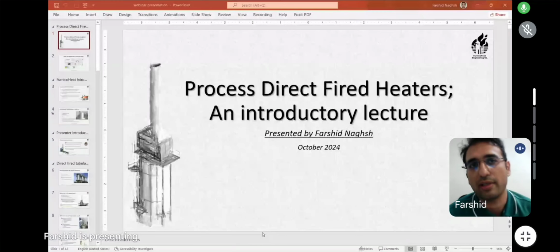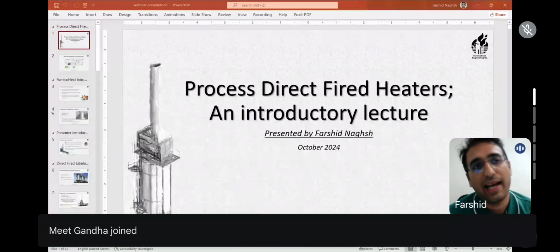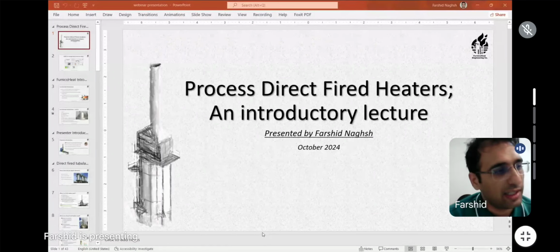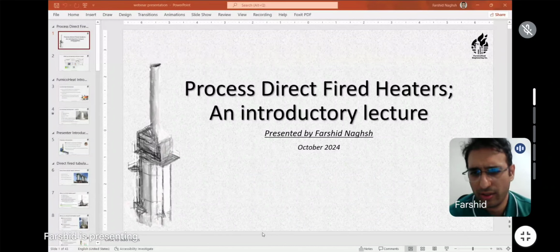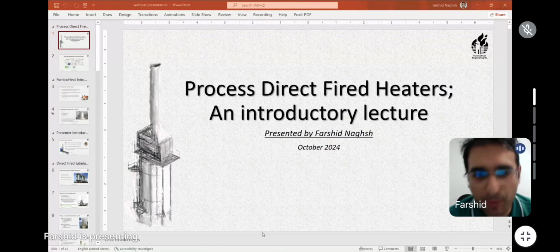Into those components of the fired heaters, and especially simple heaters. I do not intend to talk about any kind of reaction heaters like reformers or olefin crackers. Not necessarily olefin, all kinds of crackers or reaction heaters. I just want to talk about simple heaters today, and if possible later I will talk about reaction heaters.